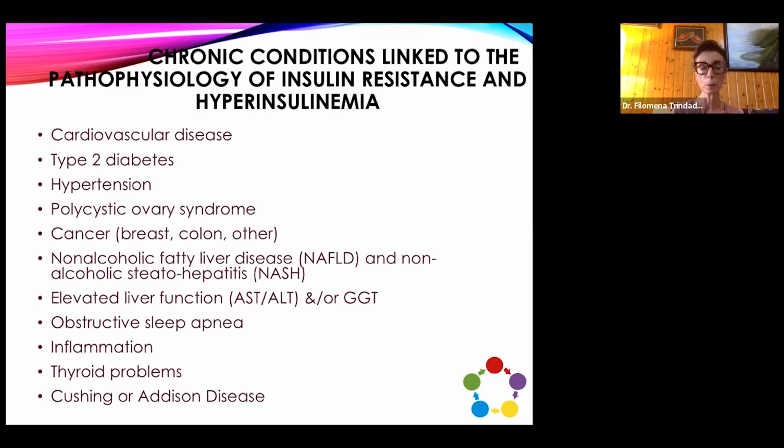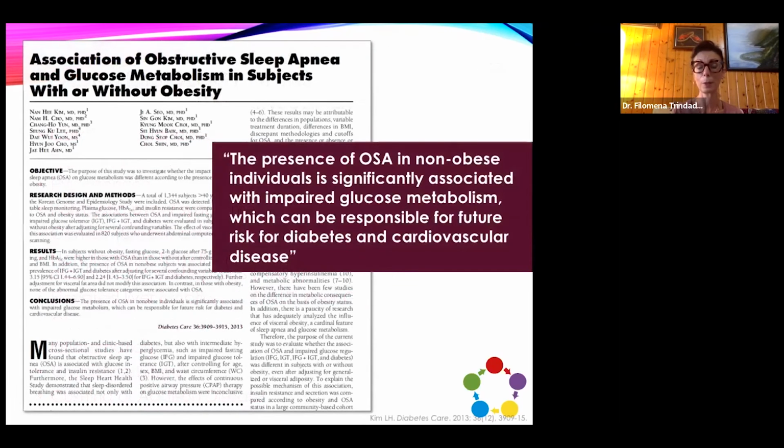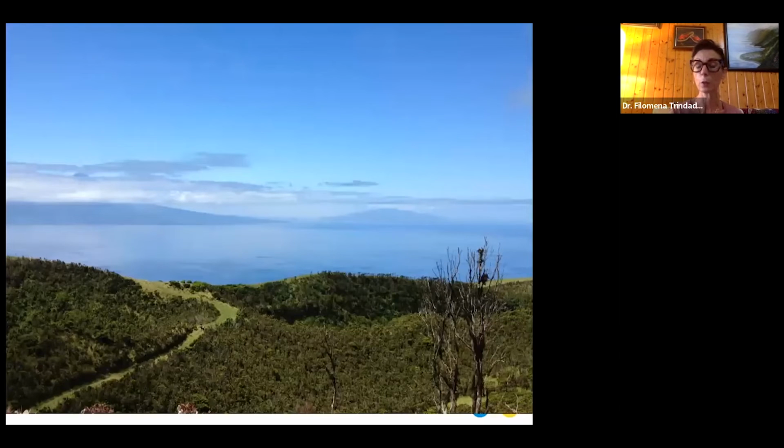I think I already mentioned obstructive sleep apnea, but also polycystic ovarian syndrome, which we're seeing more and more, and we're seeing it more in younger women. You can be insulin resistant in an organ and not necessarily be total-body insulin resistant, so it's important that we take that into account. This is just a study showing that insulin resistance is associated with obstructive sleep apnea, and those patients have a greater risk for cardiovascular disease.